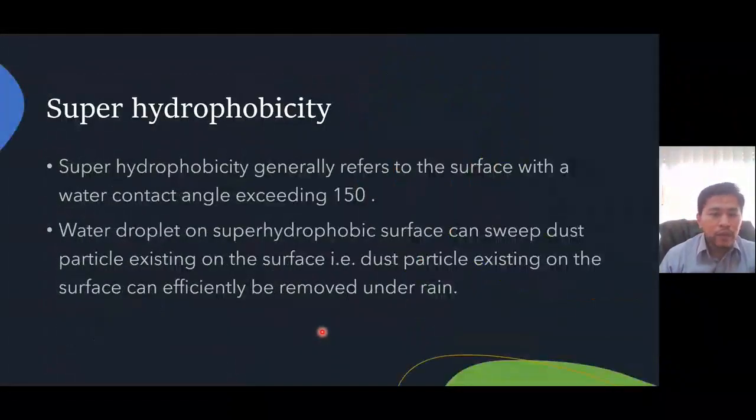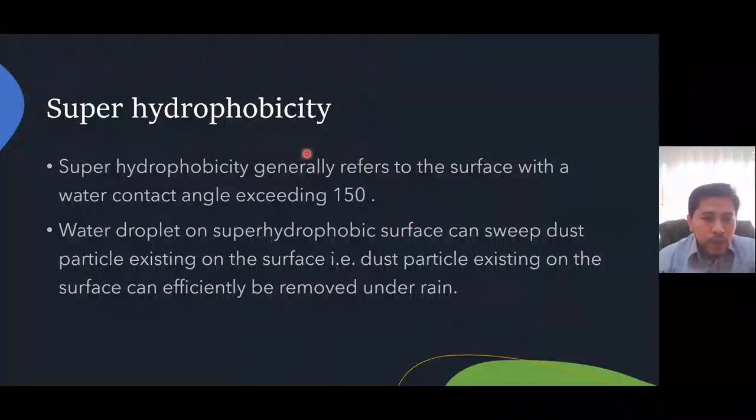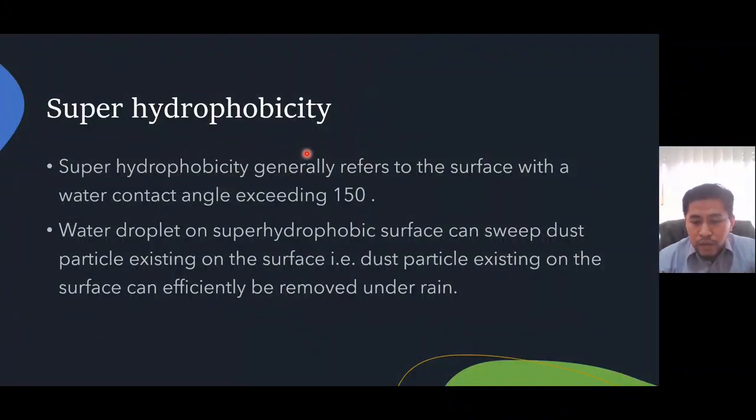Now we move on to the concept of super hydrophobicity. So what is super hydrophobicity? It generally refers to a surface with a contact angle exceeding 150 degrees. And a water droplet on a hydrophobic surface can sweep away dust particles existing on the surface. For example, the dust particles existing on the surface can efficiently be removed under the weight of the droplet.